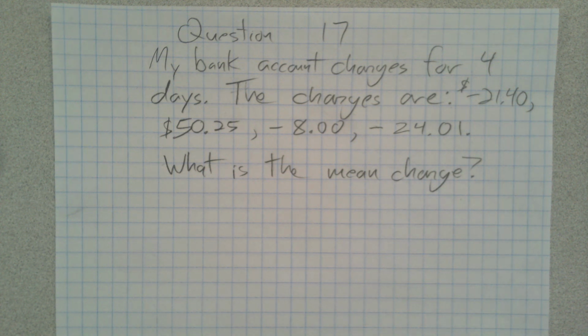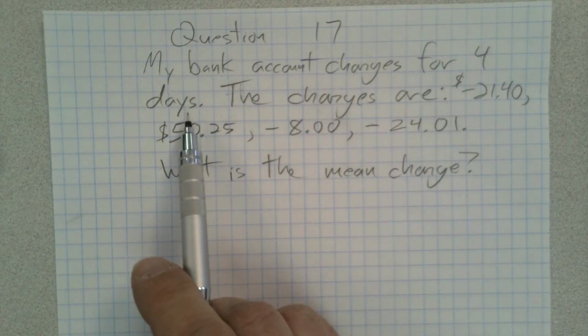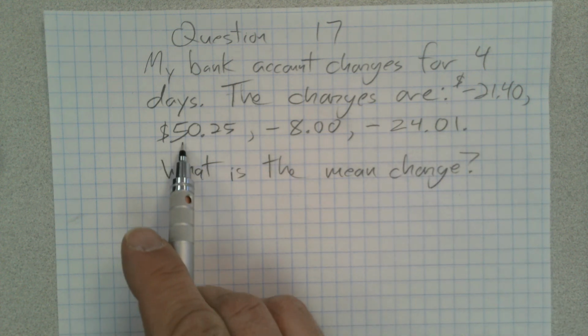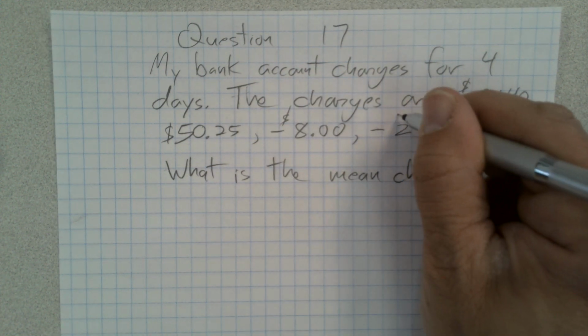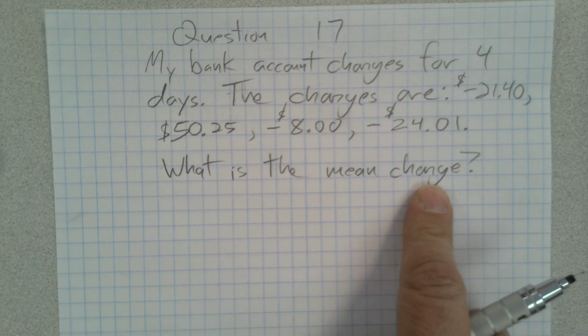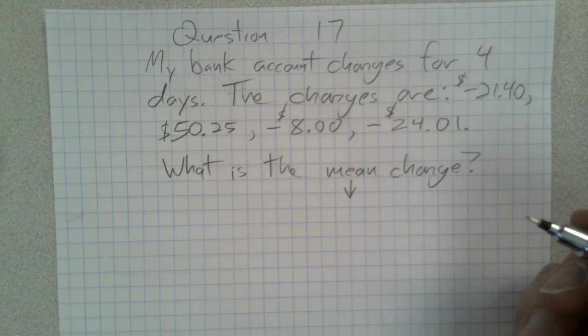All right, here's the help video for question 17. It says, my bank account changes for 4 days. The changes are negative $21.40, positive $50.25, negative $8, and negative $24.01. And I'm being asked, what is the mean change? That word mean is average. So you're trying to find the average.